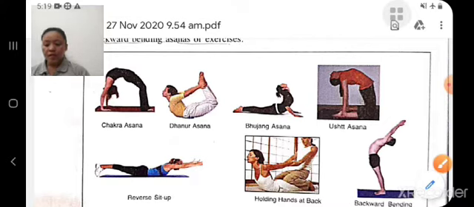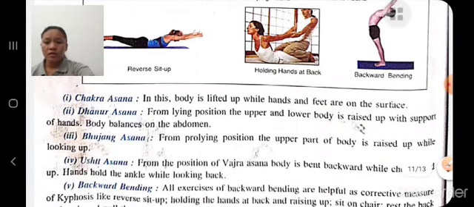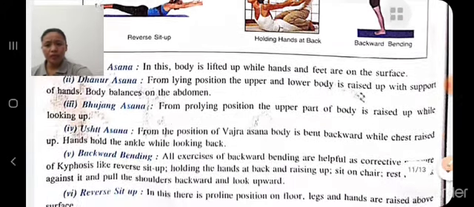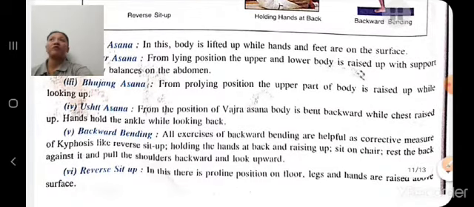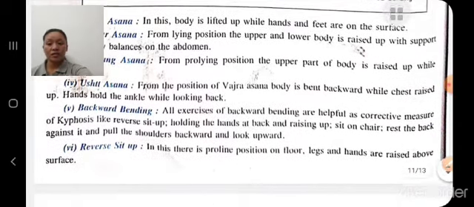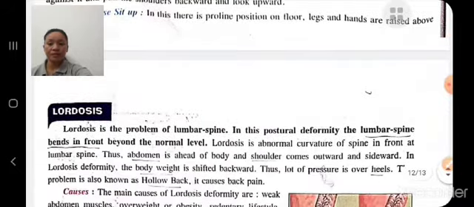In Chakrasana, the body is lifted and the feet of the... Chakrasana, Dhanurasana, Bhujangasana, Ustrasana, backward bending exercises and reverse sit-ups.